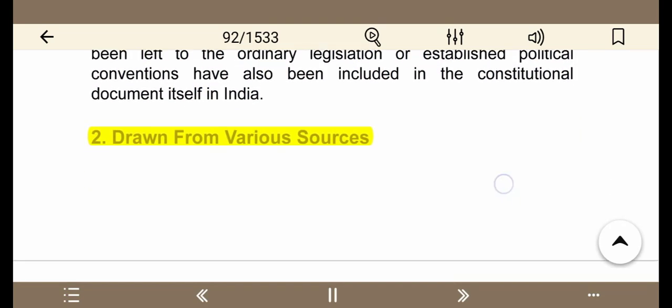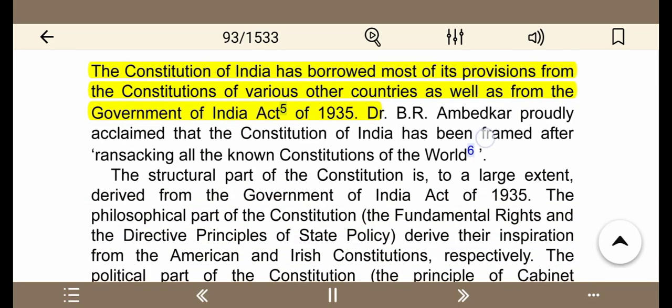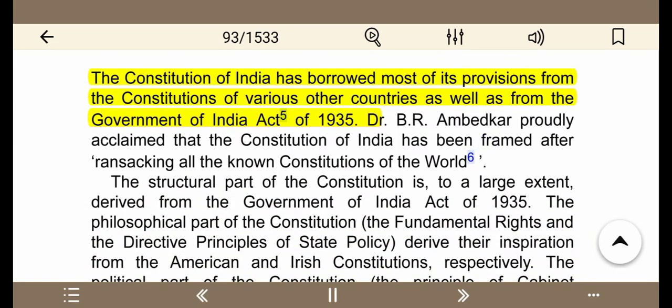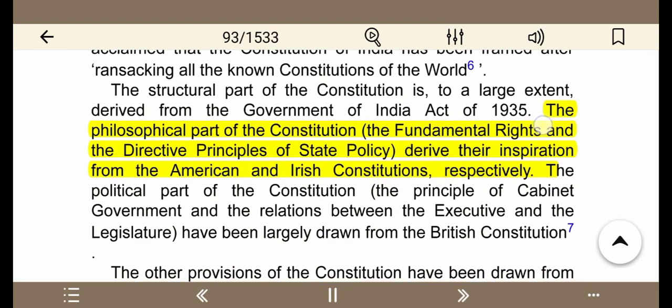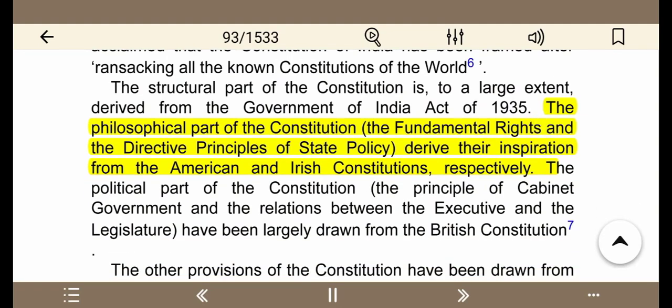2. Drawn from various sources. The Constitution of India has borrowed most of its provisions from the constitutions of various other countries as well as from the Government of India Act of 1935. Dr. B.R. Ambedkar proudly acclaimed that the Constitution of India has been framed after ransacking all the known constitutions of the world. The structural part of the Constitution is to a large extent derived from the Government of India Act of 1935. The philosophical part of the Constitution, the fundamental rights and the directive principles of state policy derive their inspiration from the American and Irish constitutions, respectively.